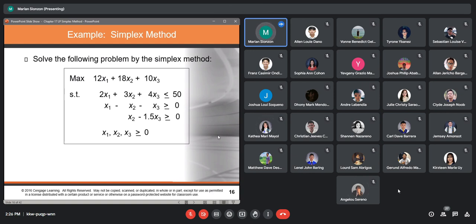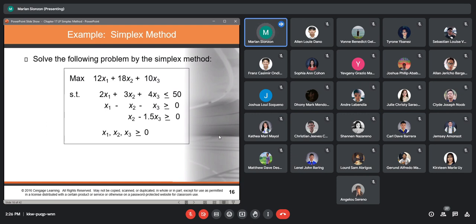Number 2 is greater than 0. Is this a plus or a minus? Minus, miss. It is minus, and we also add an artificial variable, isn't it? Yes, miss. So it will be x sub 1 minus x sub 2 minus x sub 3 minus s sub 1 and then plus an artificial variable.